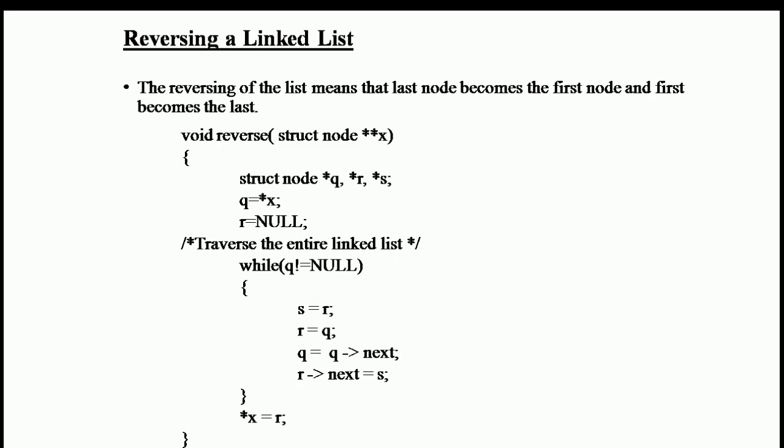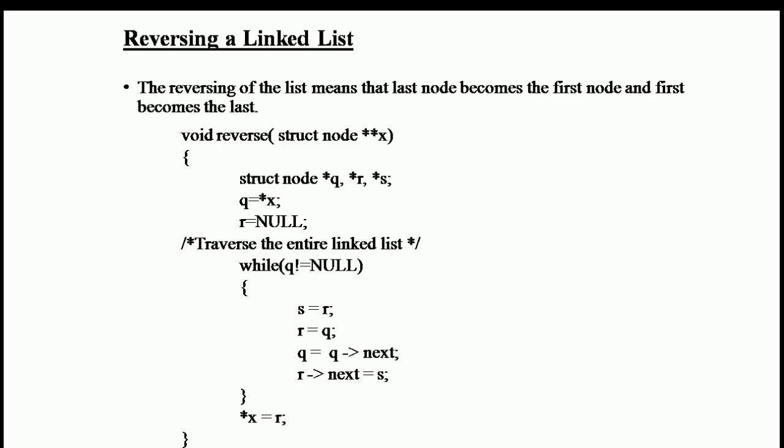Okay, now see that program. It is simple. Reverse struct node star X, that is a capital X. Curly braces, struct node star q comma star r comma star s. q is equal to star x, that is struct node q defined. r is null. Traverse the entire linked list.